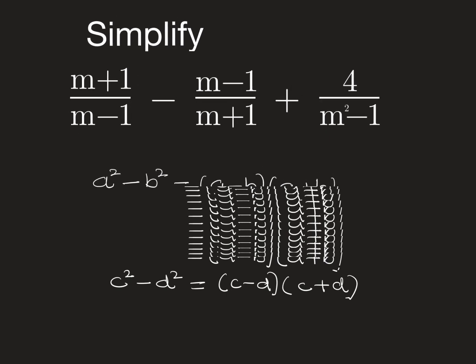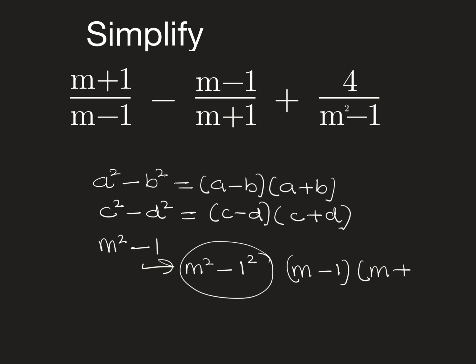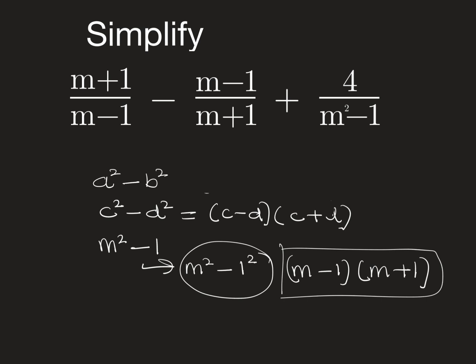If I have something like m squared minus 1, we can also say that this is m squared minus 1 squared, right? Because 1 squared is 1. So which means this can also be expressed as m minus 1 into m plus 1. Do we agree with that? So if that is understood, we can move on to solve this problem. So let's continue.